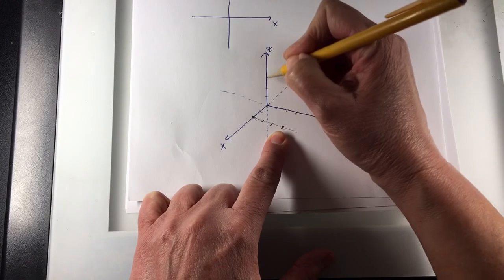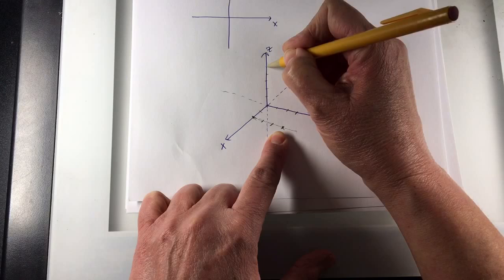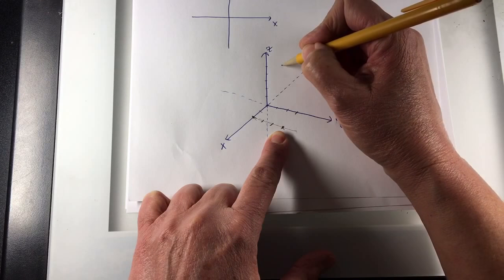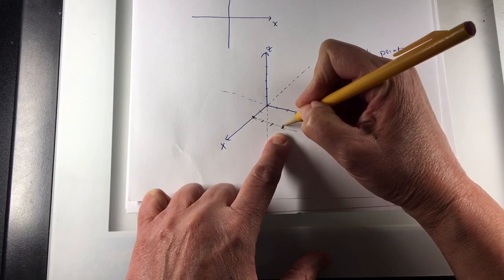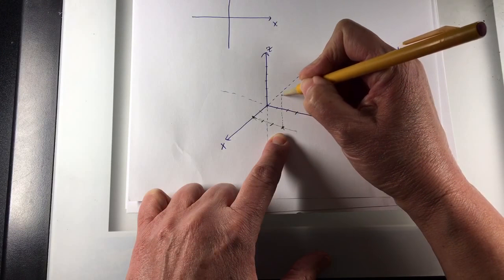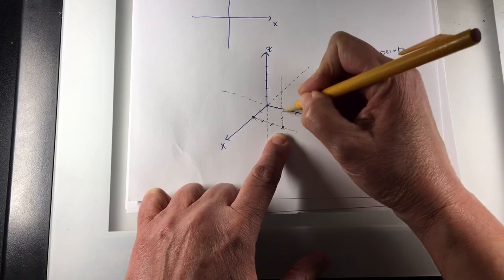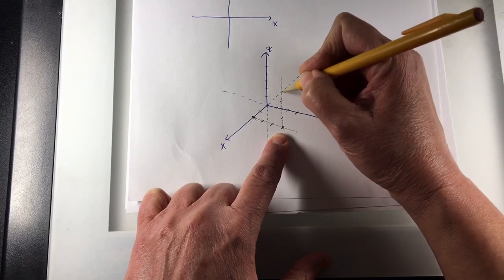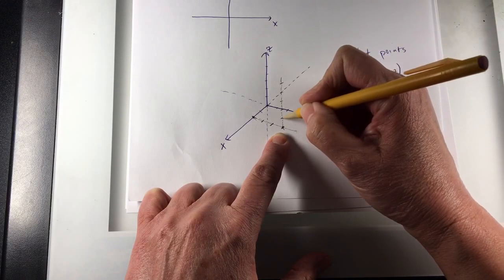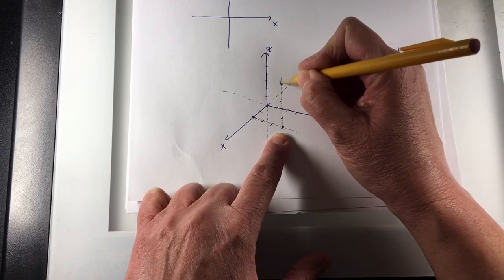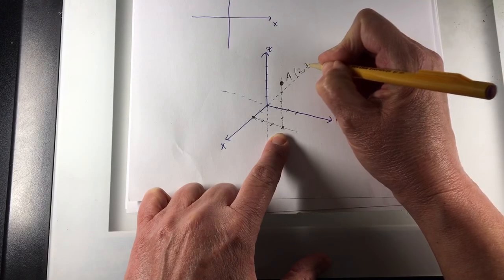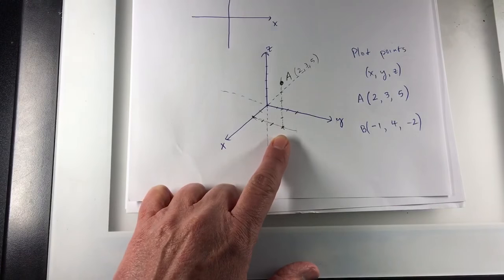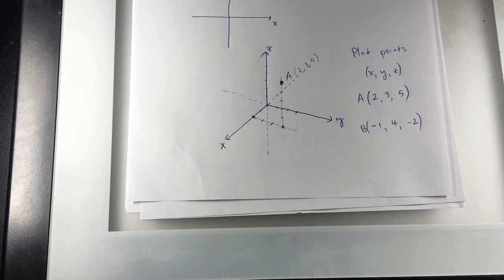And then I got to go up 5 units. Well, I can put my markings on the z-axis, but I'm not going to go straight up to 5 like that. I need a line parallel to z, put in these same spaced markings, 1, 2, 3, 4, 5. Here's point A, and that is 2, 3, 5. And if you just put A by it, that's fine.